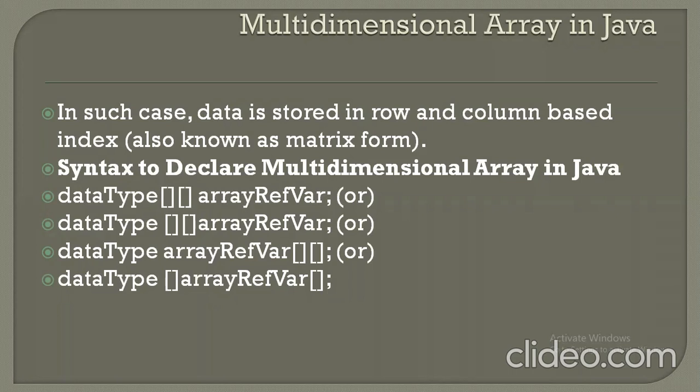Here you can see how we can declare multi-dimensional arrays. These are the following ways to declare a multi-dimensional array. As we saw earlier in the single dimensional array, we can use the subscript after the data type, or before the name of the array, or after the name of the array.